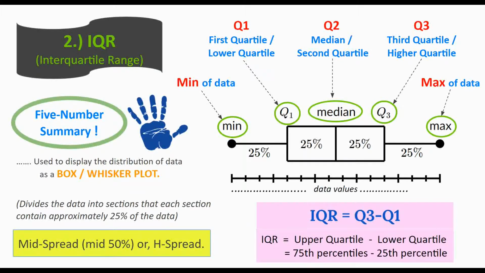So the mid spread of the data, the mid 50%, gives us the interquartile range. By mid 50%, I mean Q3 minus Q1. The third quartile minus the first quartile, or you can say the higher quartile minus the lower quartile, gives us the interquartile range of a given data set.